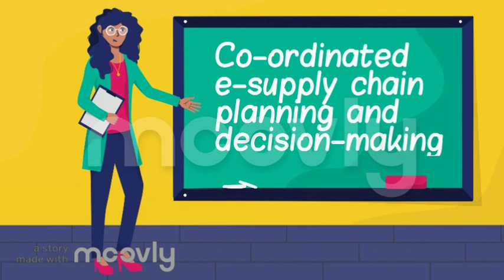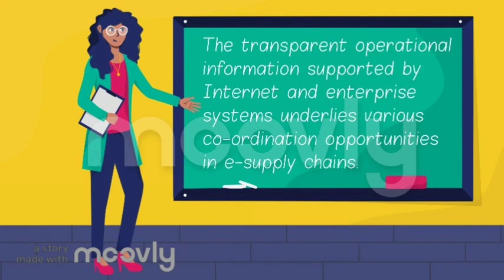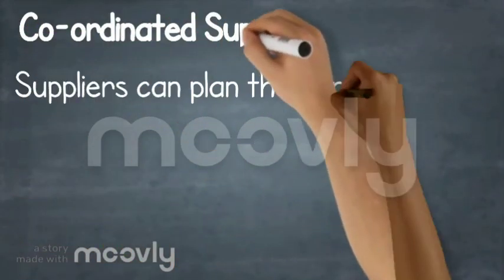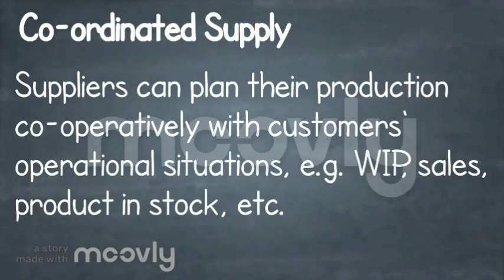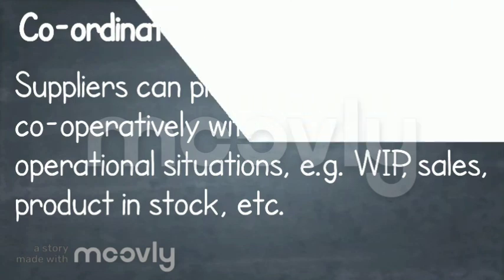Coordinated e-supply chain planning and decision-making: the transparent operational information supported by Internet and enterprise systems underlies various coordination opportunities in e-supply chains. Coordinated supply: suppliers can plan their production cooperatively with customers' operational situations, e.g. WIP, sales, product in stock, etc.